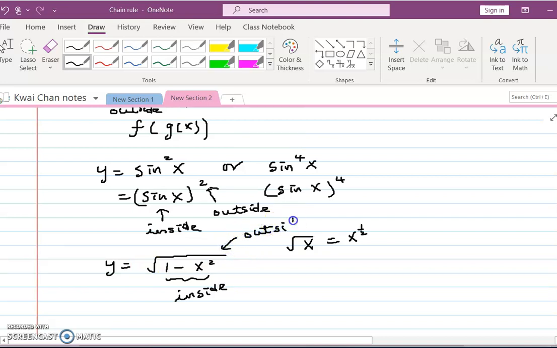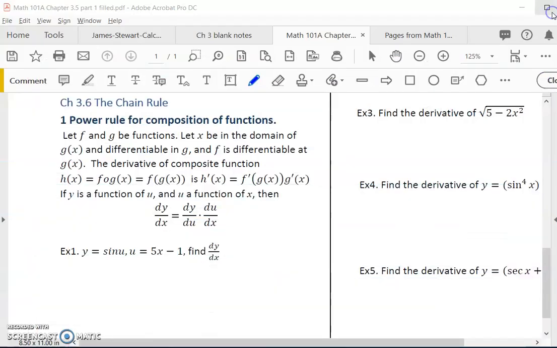So all these are very common functions that you see in daily life, but we don't have any derivative rule for them because these are composition functions. So that's why we would need the chain rule. Chain rule is to handle function composition. So let's return to the notes. Also, this is a review on how you write sine 4th x. Okay, so 3.6 chain rule. There are two ways of handling the chain rule.